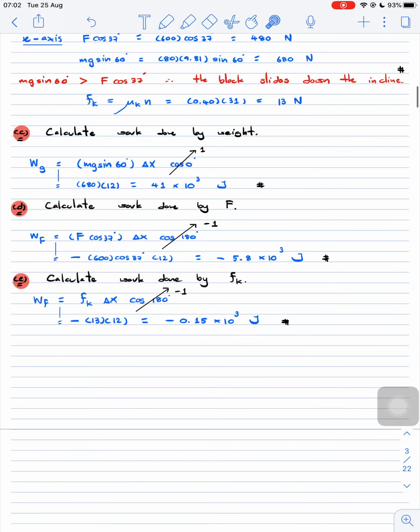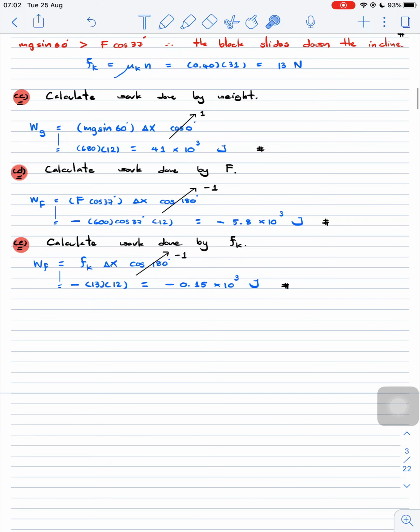So in this case, you can see that the work done by gravity, right, will give the energy to the block, but the work done by the force F and the work done by the friction, right, will make the block lose the energy as moving.